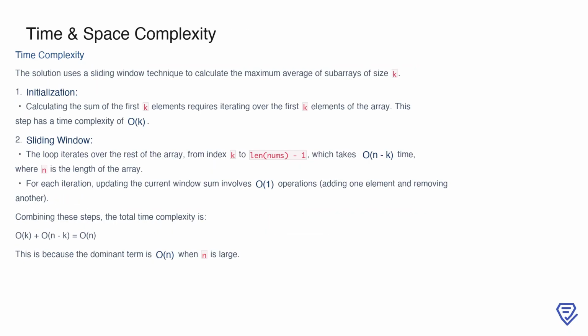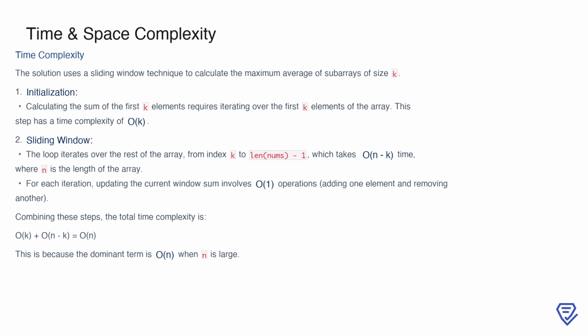To determine the time complexity of our solution, we start by analyzing the sliding window technique. First, during initialization, we calculate the sum of the first k elements of the array. This step involves a single iteration over the first k elements, so its time complexity is O(k).